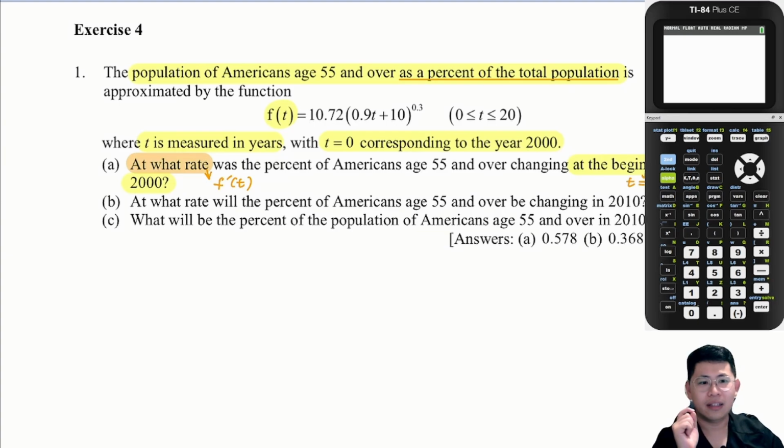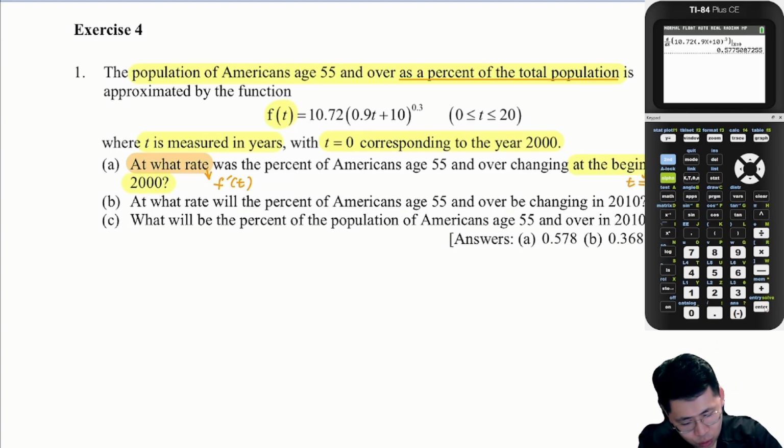So how do we find the derivative? Once again, it is going to be under math, number 8, deriv. Do you see number 8 and deriv? So you get d something, so d/dx of 10.72. So we key in the whole expression, (0.9t + 10) to the power of 0.3. And then we want to evaluate when x equals 0. You see this? Right, so let us press enter.